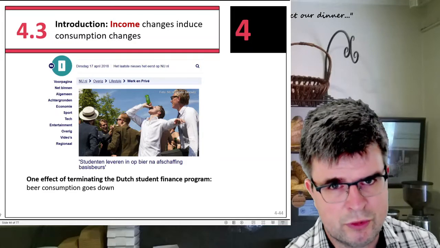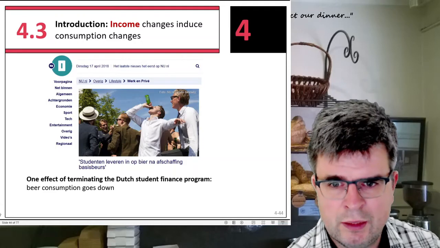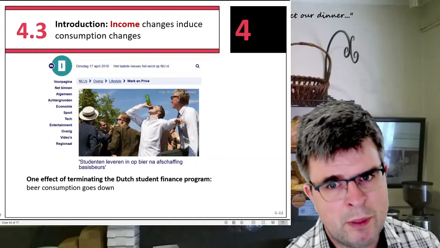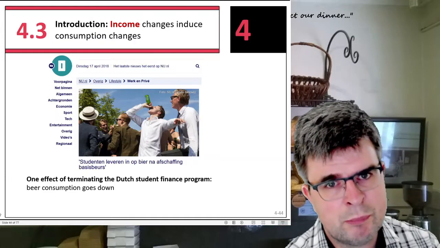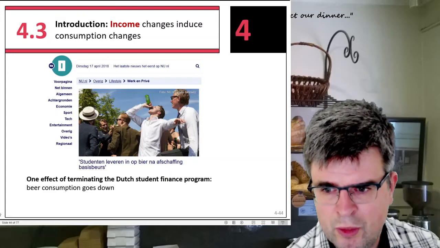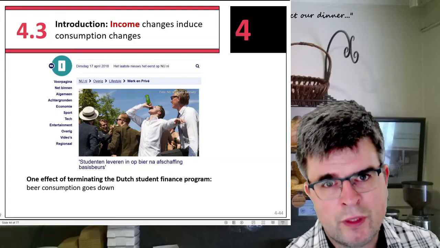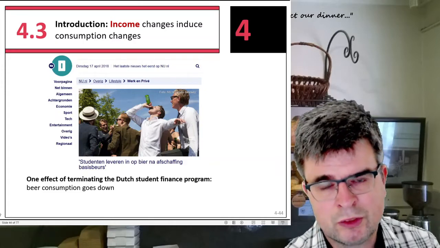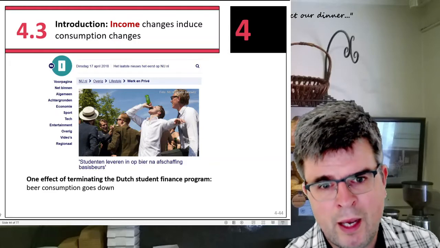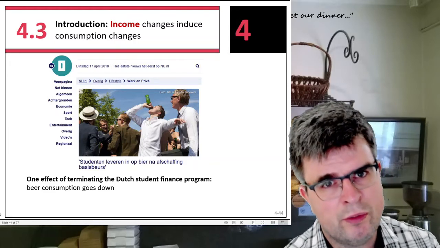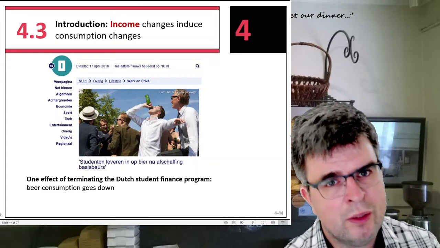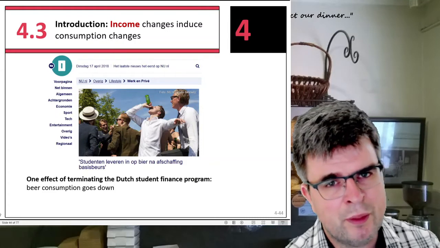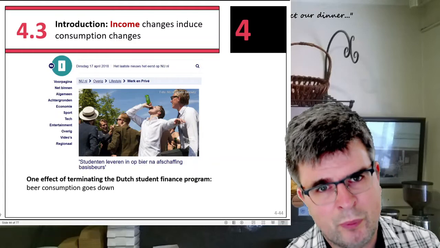two different goods. Now this is an example from the newspaper showing you that if the income changes, many people also change the consumption bundle that they consume. So one impact of the abolishment of the basisbeurs, the student finance, was that the students had a lower income and their beer consumption went down. Currently there is talk that the new government will reinstall this basisbeurs, so we will see whether as a result of that the beer consumption will go up again.